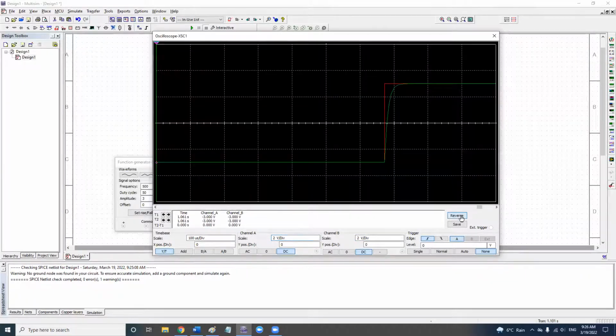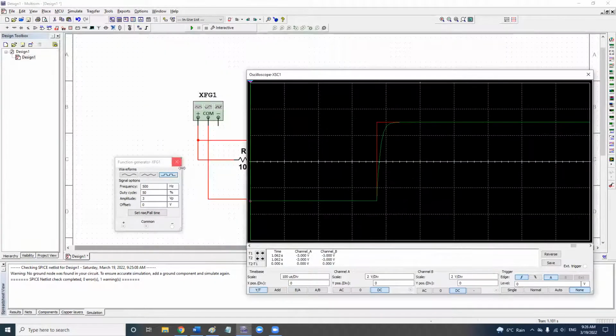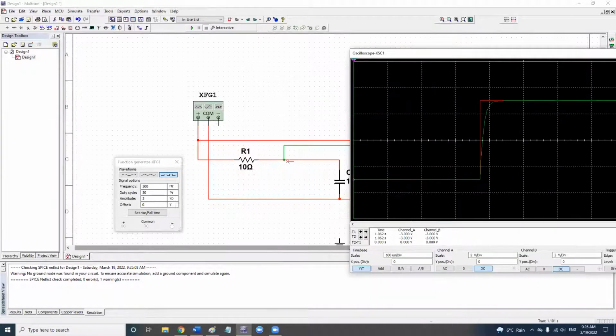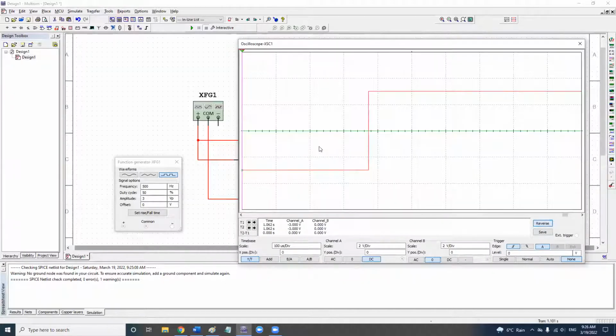Now I change my input to a square wave. The output will be like the green one, which is right in front of the capacitor. Let me turn this off so you can see only the red now. The red is your input. The green is your output. You can see they look a little bit different, right? There is a time delay.